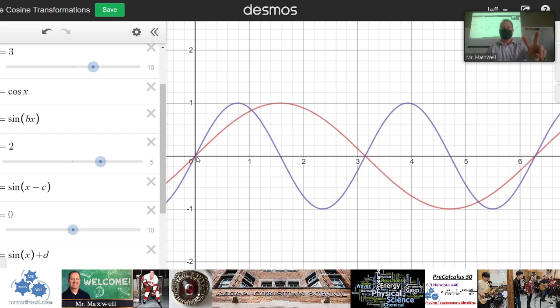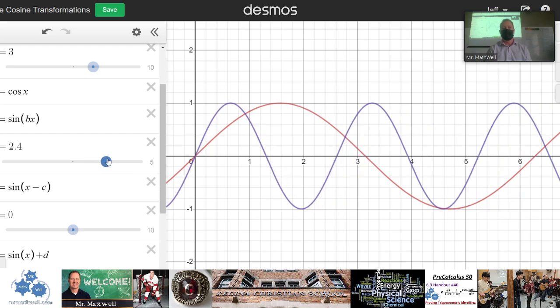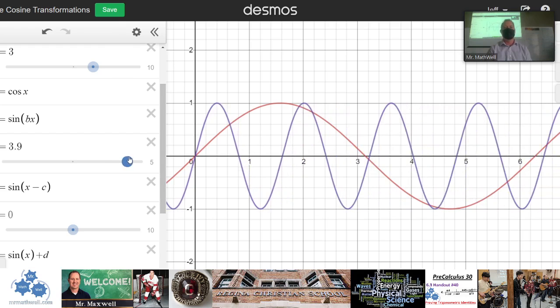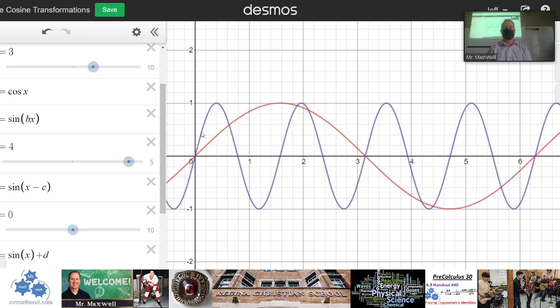Do you guys notice that there are actually two complete sine graphs in what would normally be one period length for a regular sine? So look at this. If I go to 3, how many complete cycles of the sine graph do you have now in 2 pi radians? You have 3. See that? And of course, if I went to 4, there would be exactly 4. So 1, 2, 3, 4.